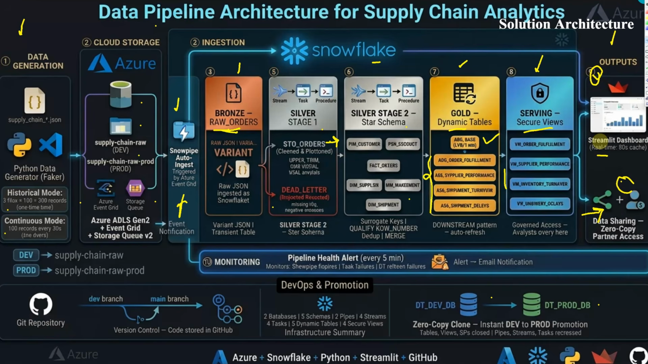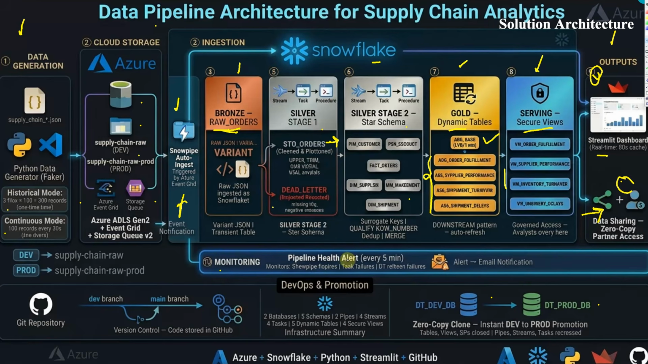So once we are done with this, under the monitoring section, we will be creating one health alert, like a pipeline health alert, which will run after every 5 minutes, and it will monitor our Snowpipe failures, then task failures, and then dynamic table refresh failures.